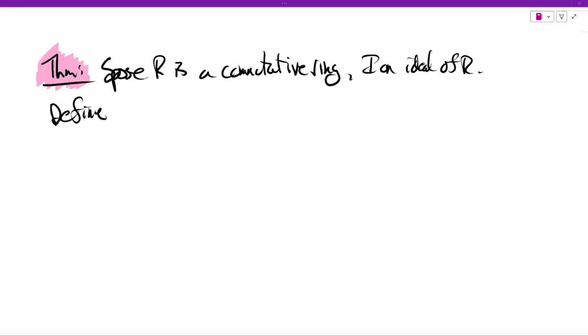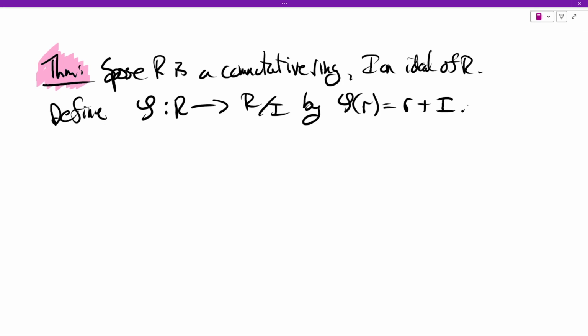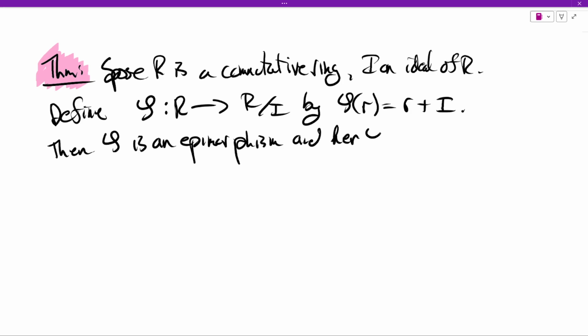So we're going to define a function phi from the original ring to the quotient ring. And it's going to be the function that takes an r to its corresponding coset. It's the "you go to your coset" function. Then phi is an epimorphism, and the kernel of phi is exactly I. Proof.